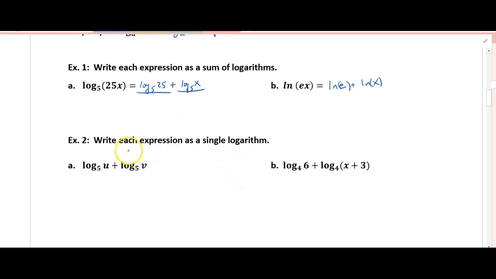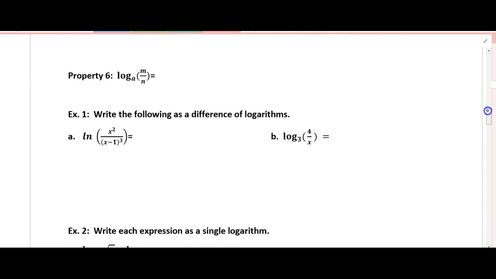Now, if I wanted to do the opposite and take the sum of these 2 logs and write it as a single logarithm, what you have to understand is, 1, you look for the sign in the middle, but you also have to have these bases match up. Since they do, addition means u and v were multiplied, so it would be log base 5 of u times v. Over here, my bases match up. They're linked by addition, so I know it was multiplication that was broken up. So it would be log base 4 of 6 times x plus 3.